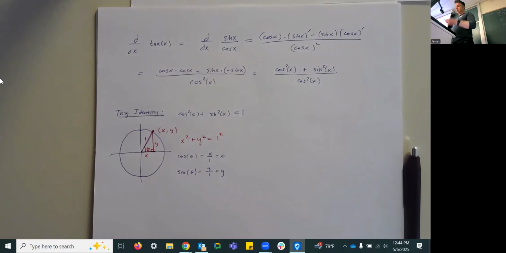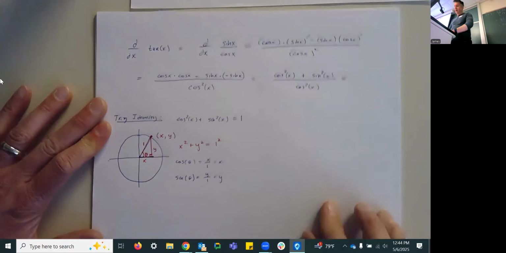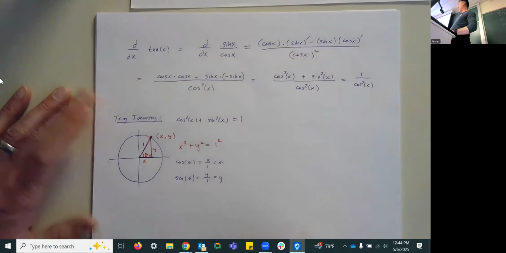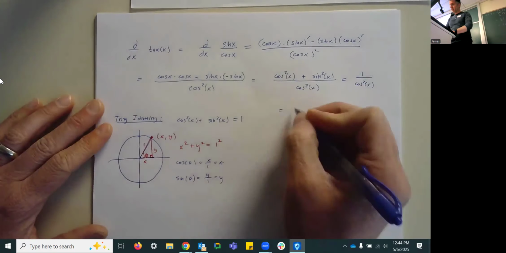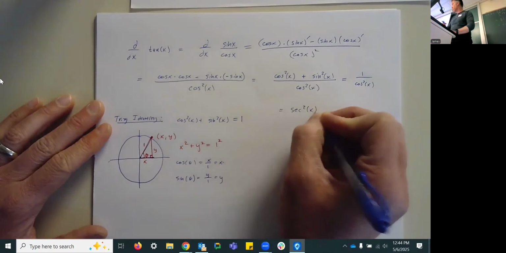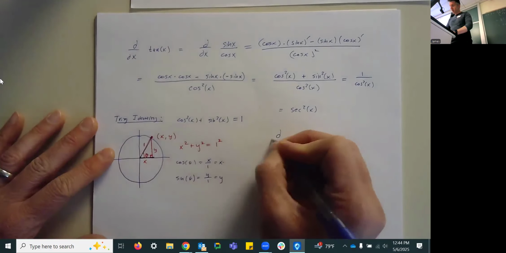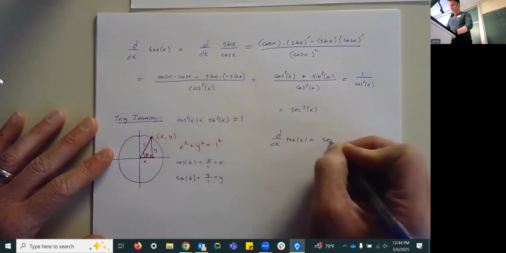What that means for us is our derivative of tangent can be further simplified. We can rewrite the derivative of tangent as 1 over cosine squared x, but no one actually writes it that way. Since 1 over cosine x is equal to secant of x, we're going to rewrite this as secant squared of x. So all that work to show the derivative of tangent of x is equal to secant squared of x.